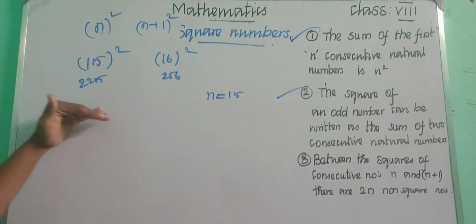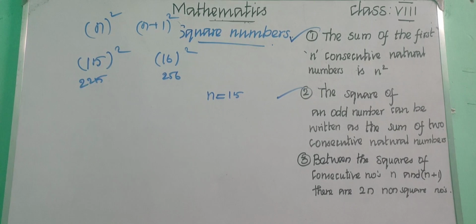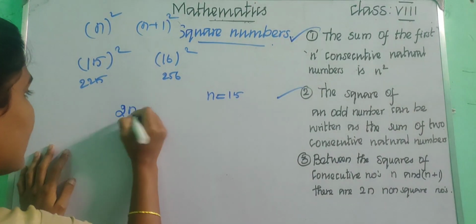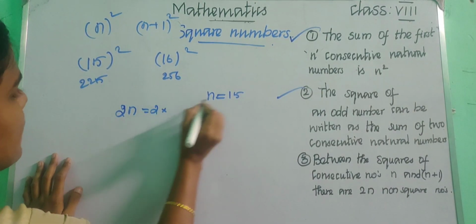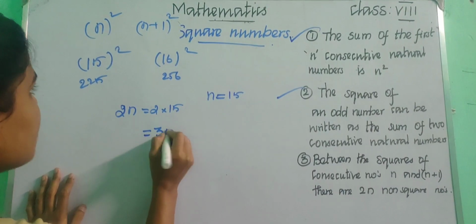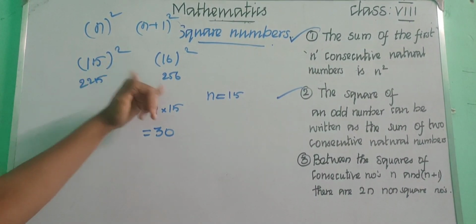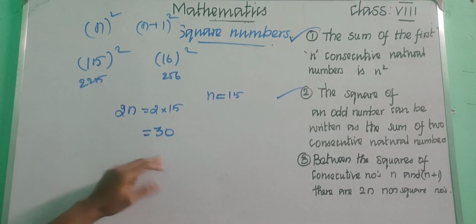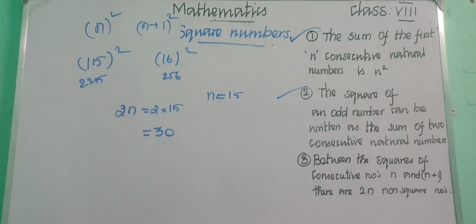So how will you find the non-square numbers in between this? We need to find 2n. So 2 into what is n? 15. 2 into 15, it is 30. Okay, in between these two square numbers, we are having 30 non-square numbers. Is it clear, children?